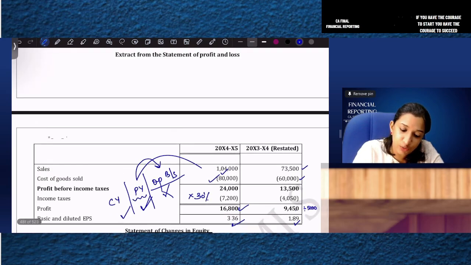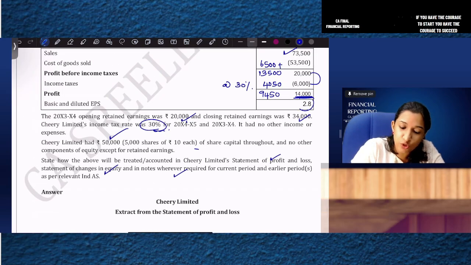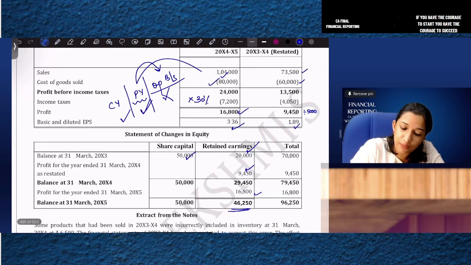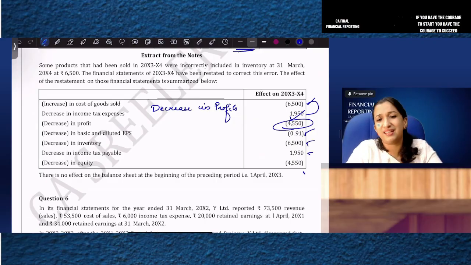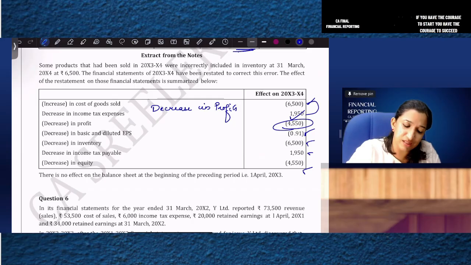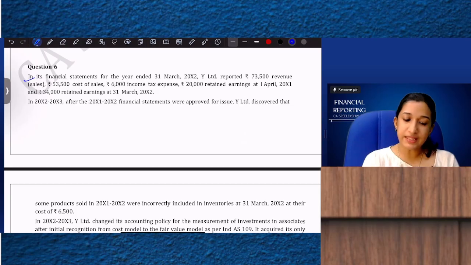Previously EPS was shown as 2.8 and now it is 1.89. So 2.8 minus 1.89, it is 0.91. Inventory reduced, income tax payable, decrease in equity, same thing. So this is just a repeat. This is P&L impact, this is balance sheet impact. Okay, I'll read this question number 6.